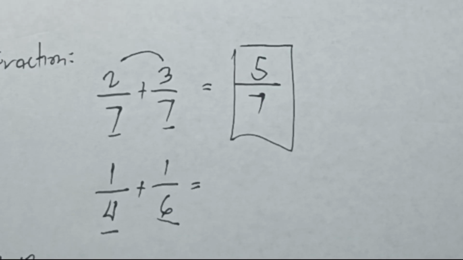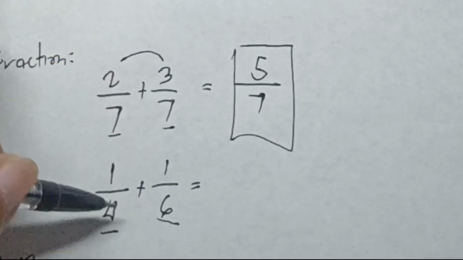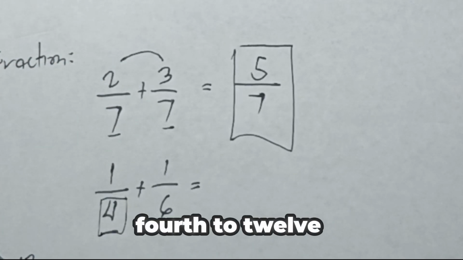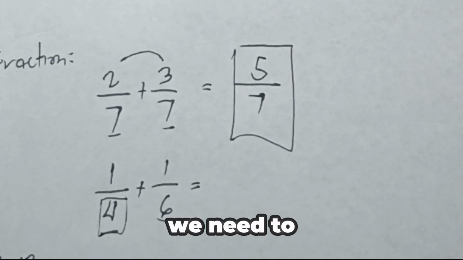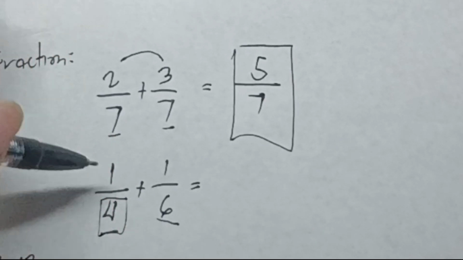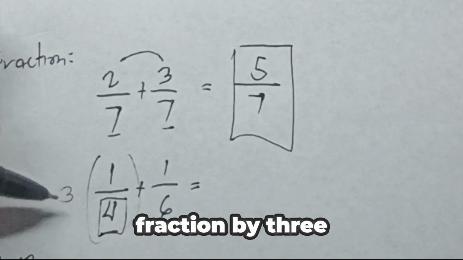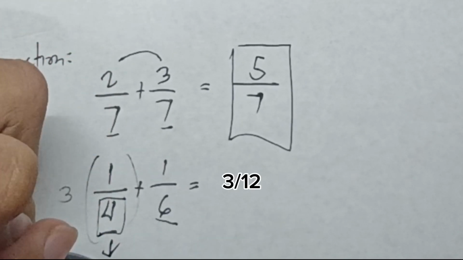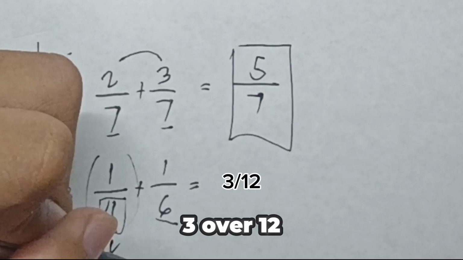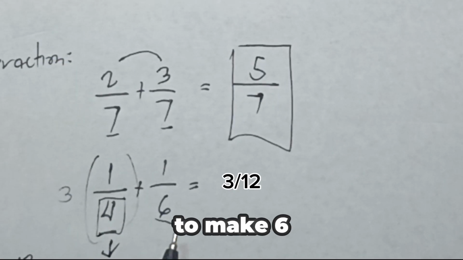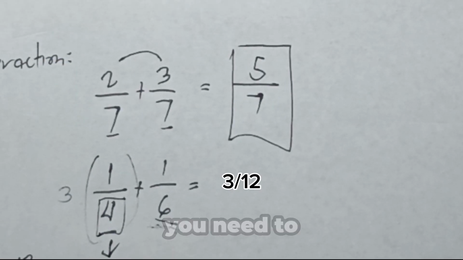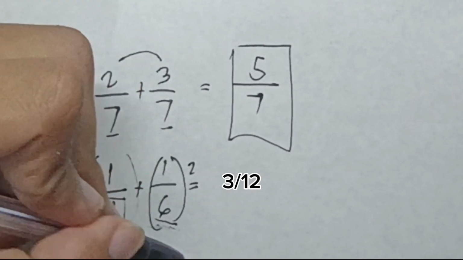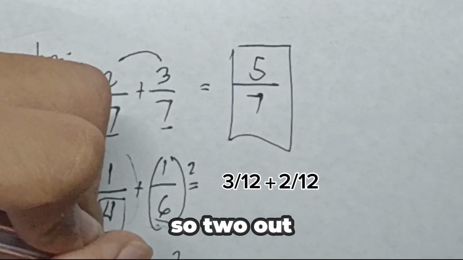Now, to make 1/4, to make this 4 a 12, we need to multiply it by 3. So we need to multiply this fraction by 3. So it's gonna be like this: 3 over 12 plus, to make 6 a 12, we need to multiply it by 2. So multiply this fraction by 2. So 2 over 12.